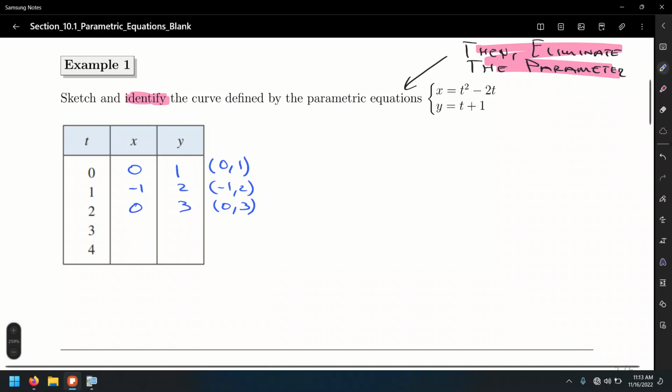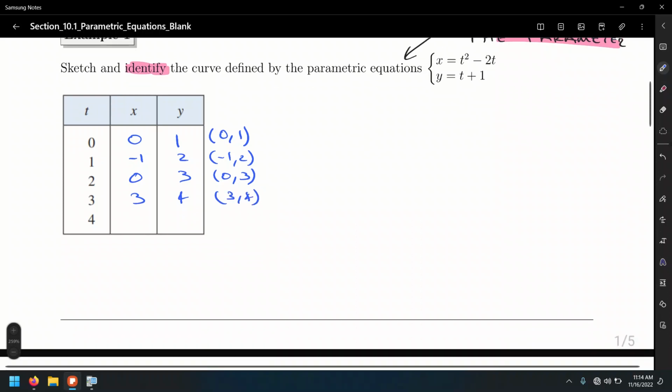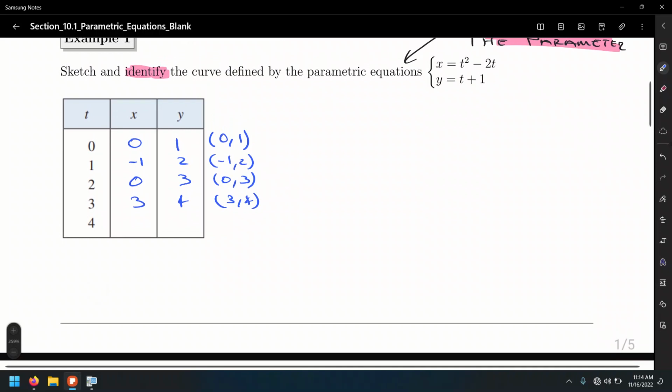And what else? t equals 3. 3 squared, which is 9, minus 2 times 3, which is 6. 9 minus 6, isn't that a 3? And 3 plus 1 equals 4. That produces the order pair 3, 4. And last but not least, for t equals 4. That's 4 squared, which is 16, minus 2 times 4, which is 8. 16 minus 8, isn't that 8? And 4 plus 1 equals 5, producing the order pair 8, 5.